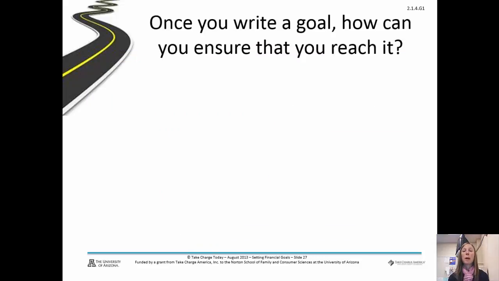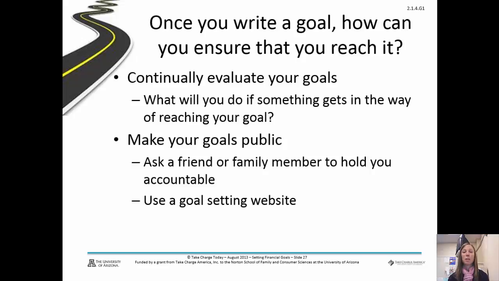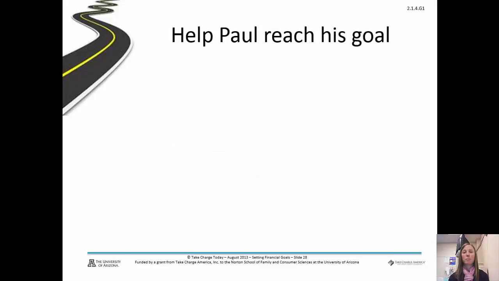Once you write a goal, how can you ensure that you reach it then? Continually evaluate your goals. What will you do if something gets in the way of reaching your goal? Make your goals public. Ask a friend or a family member to hold you accountable, or use a goal-setting website. And you can reward yourself for reaching your goal too. That shows that you've met your goal and that you're willing to write another one again because you can reach goals.